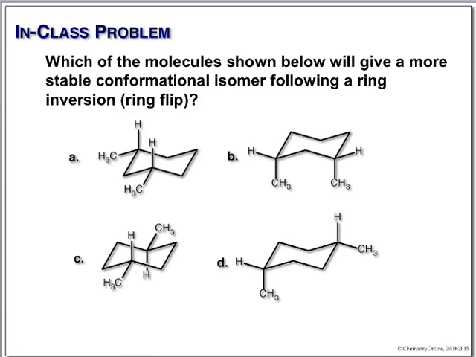Which of these will give a more stable conformational isomer following a ring flip? Remember, in a ring inversion, everything axial becomes equatorial and vice versa. We have 2 equatorials here. That's about as good as you're going to get. Here we have 2 axials. That's about as bad as you could get. Axial equatorial. If we flip this one, we would still wind up with axial equatorial, right? This is diequatorial. It would be diaxial. The one that works is this guy, both of these become equatorial.